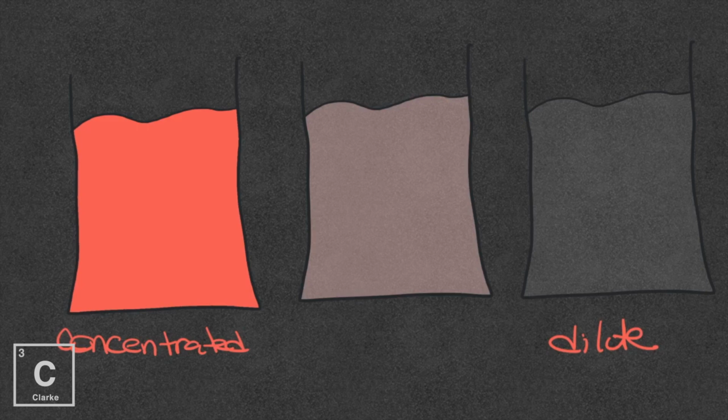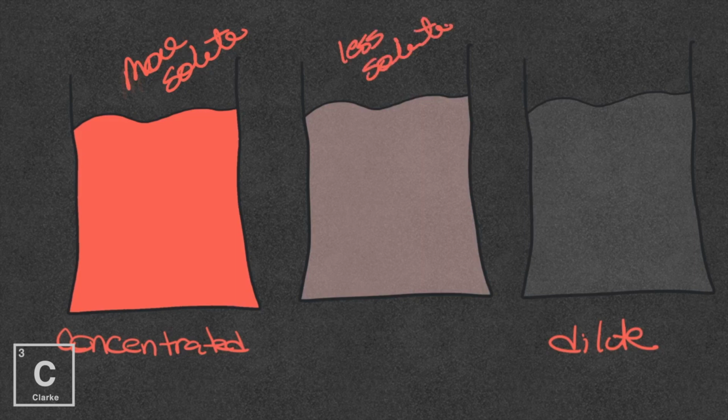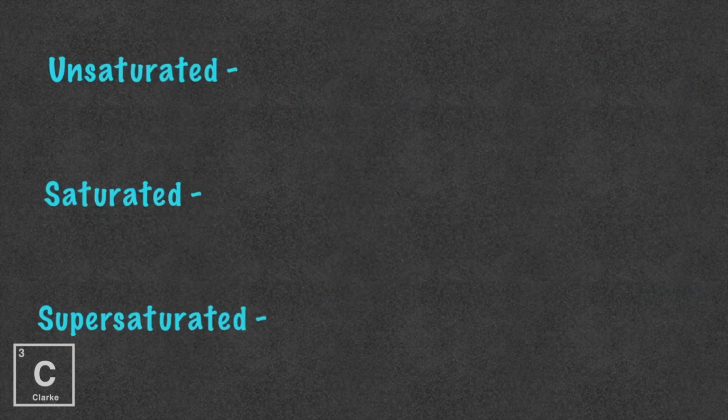Concentrated, it's going to be the most bold, vibrant color, if the solution has color, because remember, more solute. This has less solute, so it's not quite as bright. And then this has the least solute, and so we would call this dilute. Now, when we're talking about solutions, there's three other words we need to talk about as well. Concentrated and dilute, but even more specifically, we've got unsaturated, saturated, supersaturated.